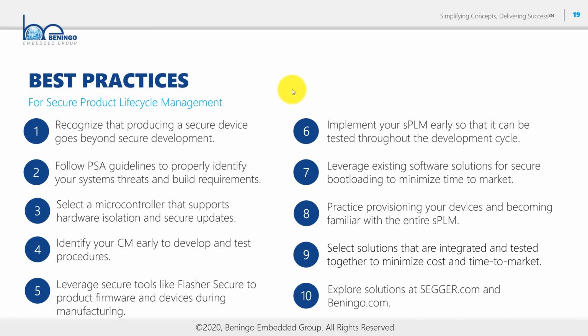Best practice 2, make sure you follow PSA guidelines to properly identify your system's threats and to build those requirements for your hardware and what software you'll need. Best practice 3, make sure you select a microcontroller that supports hardware isolation and secure updates. Now, I've seen a lot of people who will select a microcontroller that doesn't support cryptography, or doesn't support root of trust, and it doesn't have these hardware-based capabilities built in that you really should have in order to build a secure solution.